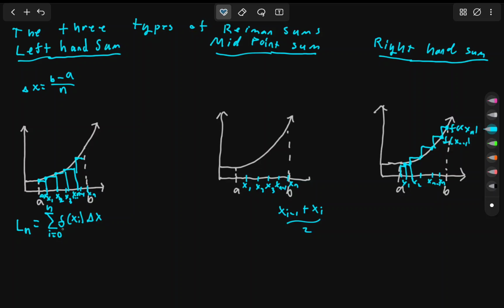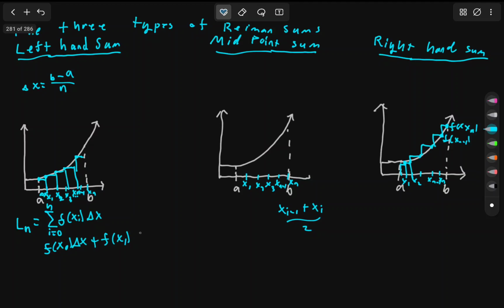So we're going to be adding, what this really looks like here is f of x of 0, which is really the left endpoint, times a change in x, plus f of x of 1, which is the left endpoint of the second interval, plus f of x of 2, which is the left endpoint of the third interval, change in x, and so on. But because we don't have the left endpoint of this last x of n, we just have to go to f of x of n minus 1 times the change in x.